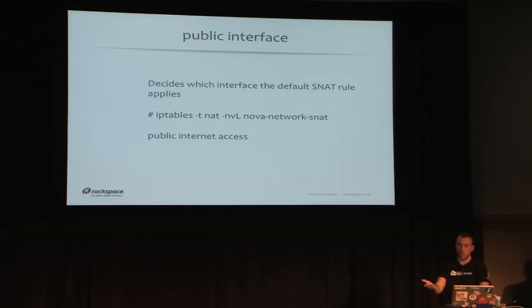Yeah, so I explained earlier, basically the default SNAT rule says that for any traffic not destined for another instance, or if it's not in the DMZ CIDR, SNAT that traffic, make it look like it's coming from the compute node.